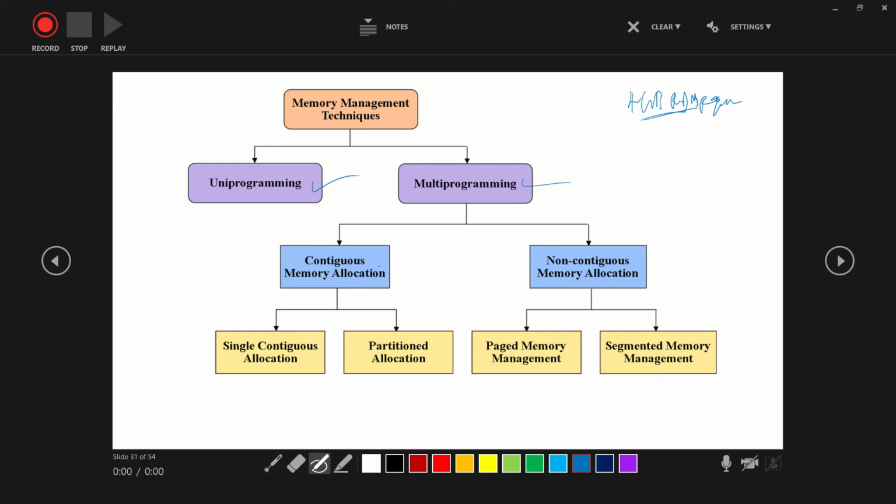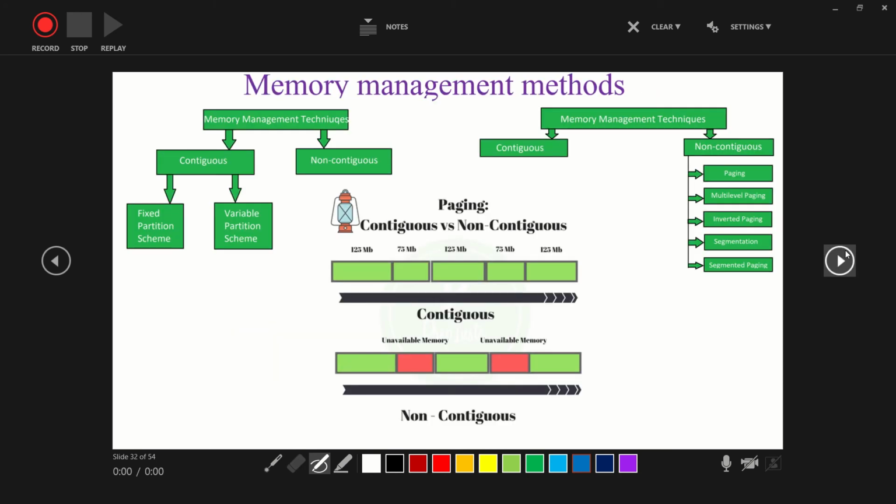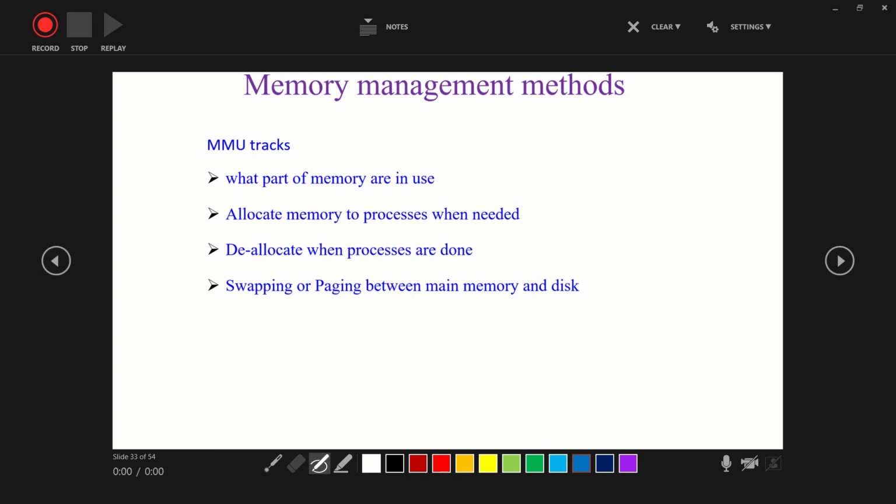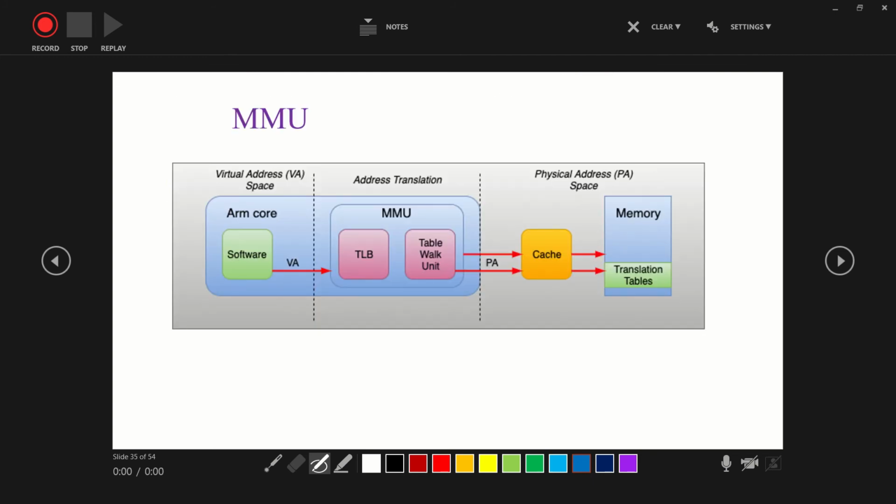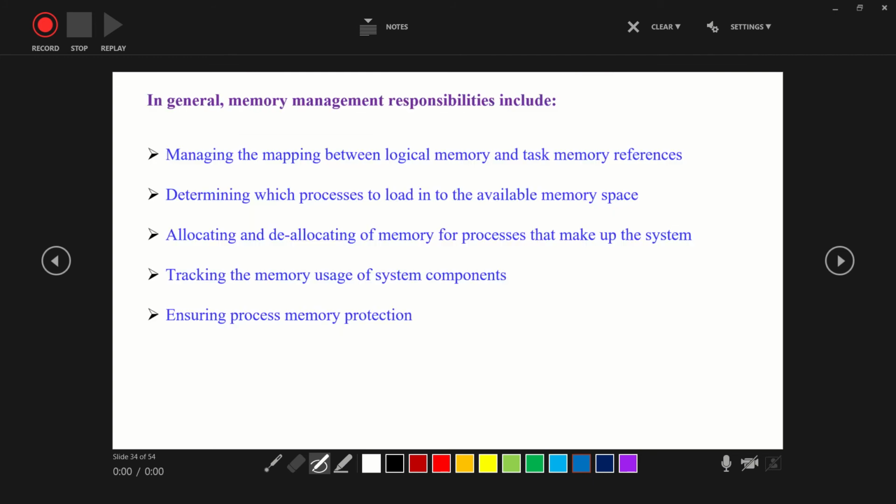It is either contiguous memory allocation or non-contiguous. We will see what is meant by contiguous and what is meant by non-contiguous. These are further divided into single partition, contiguous allocation, page based memory, and segment memory. We are going to see them one by one. So that is memory management. What is meant by the contiguous and non-contiguous memory management method is a very important thing.